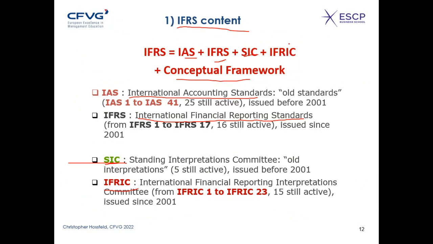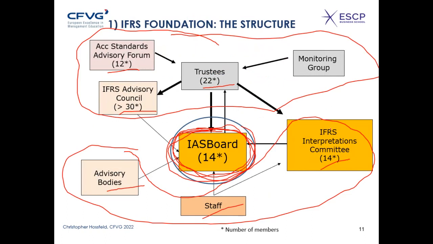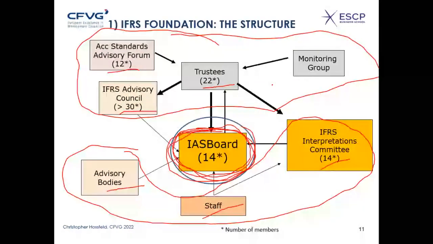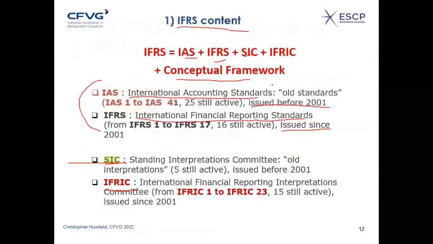Okay, so what's the difference between IAS and IFRS? It's a difference of date, because IASs basically are the old standards, the ones that have been issued before 2001. And IFRSs are the new ones since 2001. In 2001, the IASB was largely restructured, and this is the result of this restructuring and the current structure. While they were doing this, they also changed the scope a little bit.